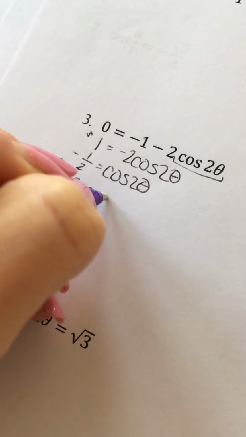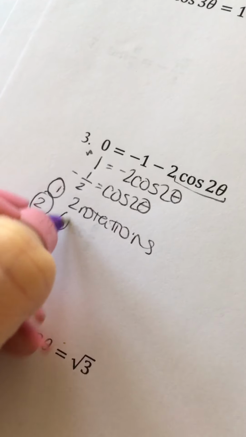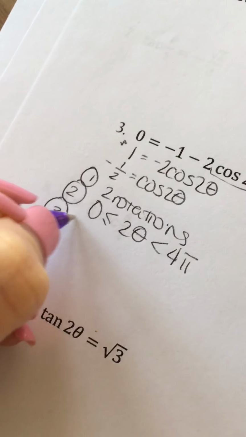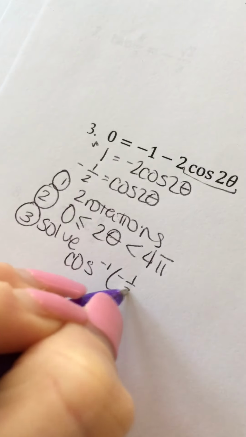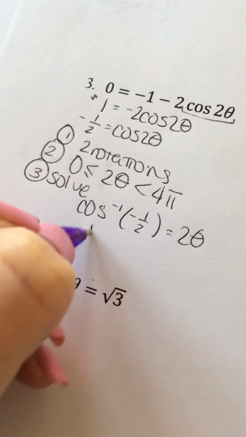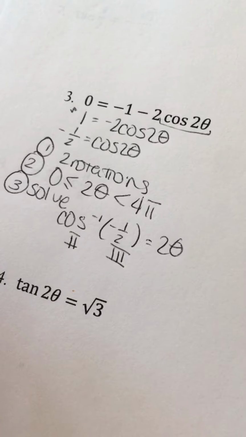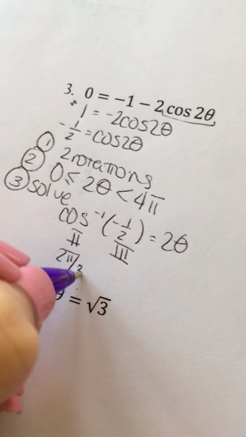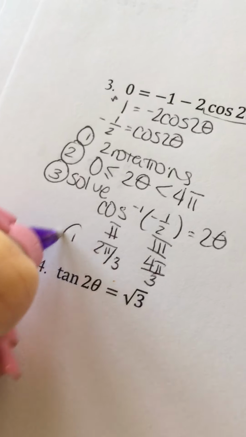2 rotations. Change the domain. So that's going to look like 0, 2 theta, 4 pi. And solve. So it'll look like cosine inverse of negative 1/2 is equal to 2 theta. Cosine is negative in the second and in the third. It is 1/2 at all of your pi over 3's, your 60 degrees. So your pi over 3 in the second quadrant is 2 pi over 3. And your pi over 3 in the third quadrant is 4 pi over 3. So that's our first rotation.